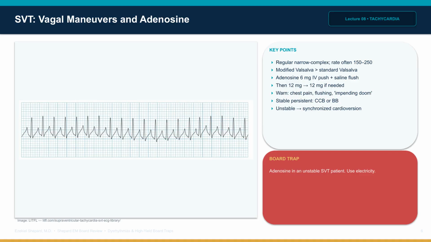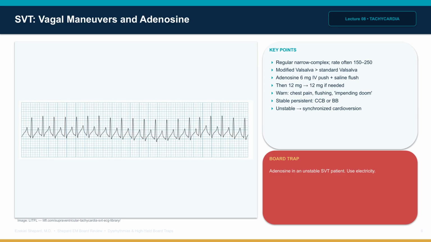Stable supraventricular tachycardia management starts with vagal maneuvers. The modified Valsalva maneuver, with leg elevation and supine repositioning after strain, is more effective than standard Valsalva. If vagal maneuvers fail, adenosine is the next step. Adenosine is 6 mg rapid intravenous push, followed by a saline flush. If unsuccessful in 1 to 2 minutes, give 12 mg. A second 12 mg dose may be given. Warn the patient. Brief chest pain, flushing, and a sense of impending doom are normal.